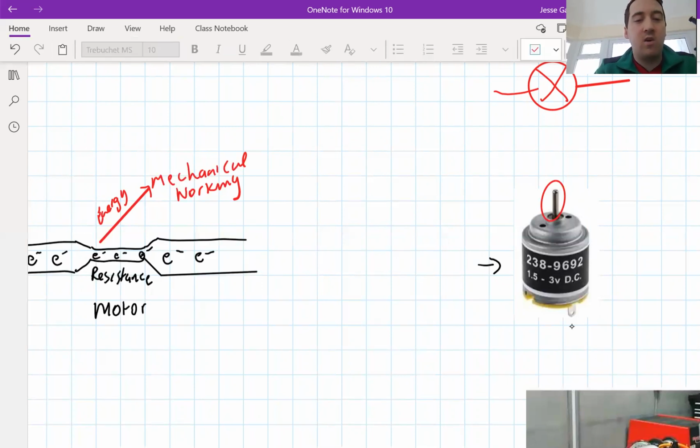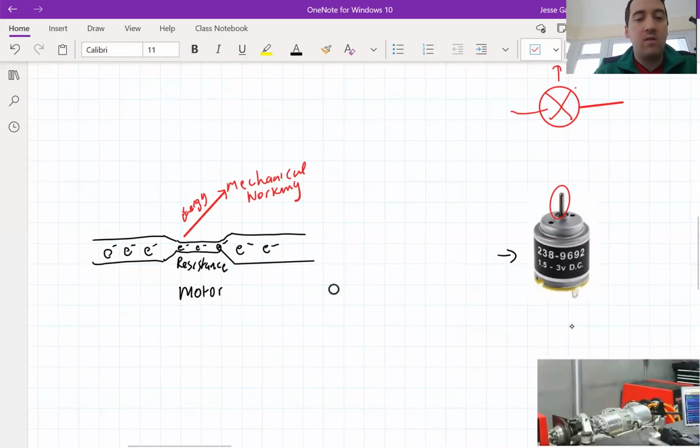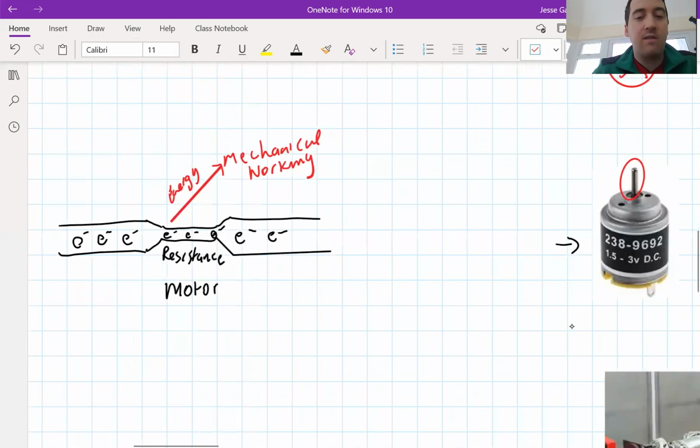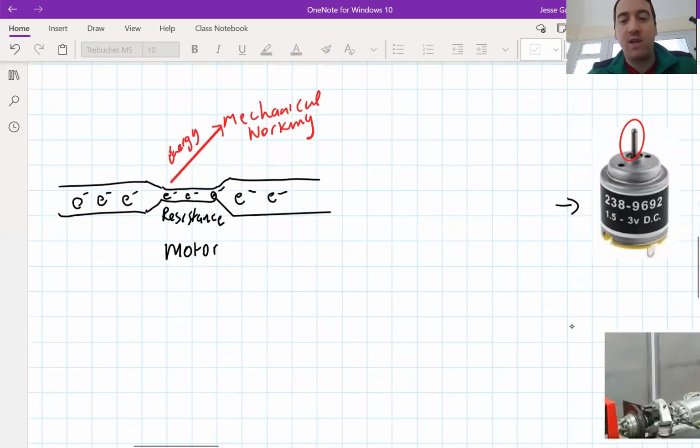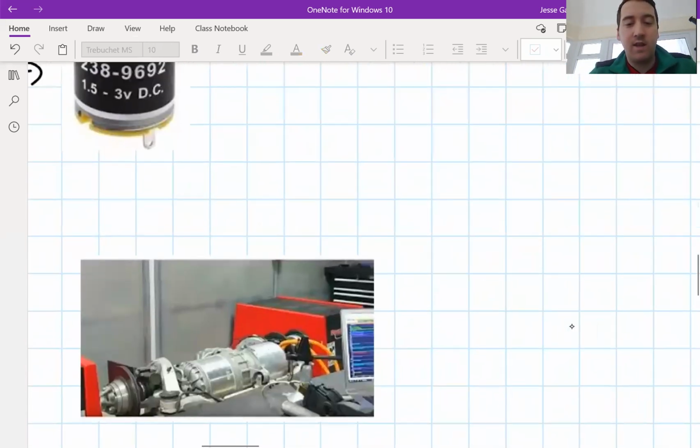Now the electrons keep going, and obviously they will be going slower at this point because they have lost some energy. So before the device and after the device, there will be a difference in their speed because energy has been transferred. I just want to show you this here.